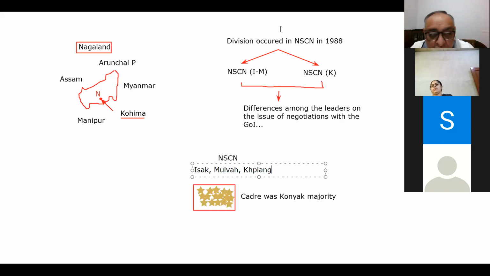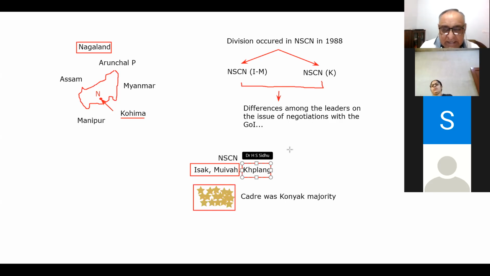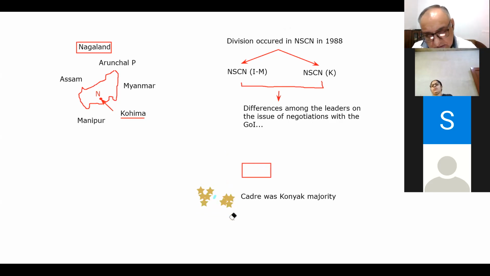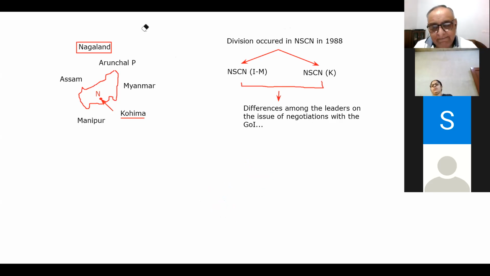So ultimately क्या हुआ कि ये जो दोनों तंगखुल लीडर थे, इसाक एंड मुइवा, ये दोनों सेपरेट हो गए। And Kaplang, मतलब कोनियक लीडर्स के साथ मिलकर के एक सेपरेट ऑर्गेनाइजेशन एनएससीएन कैपलैंग बन गई, और एक एनएससीएन इसाक मुइवा बन गया। सो ये डिवीजन थी इसमें, राइट। इज इट क्लियर नाउ? Yes, sir.